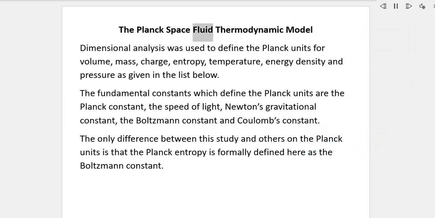The Planck space fluid thermodynamic model. Dimensional analysis was used to define the Planck units for volume, mass, charge, entropy, temperature, energy density and pressure as given in the list below.